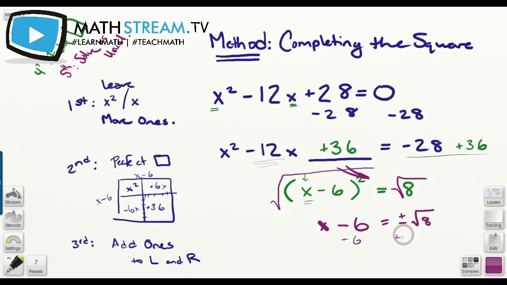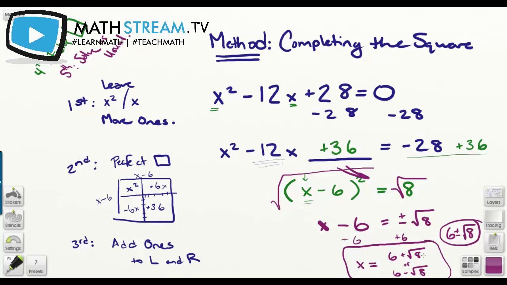And then I add 6 to both sides. So my answer is x equals 6 plus the square root of 8 or 6 minus the square root of 8. And those are my two answers. I can also write that shorthand 6 plus or minus the square root of 8 so that I don't have to write it twice. Or I can write it separately like this. Either way, I get my solution. And that is another example of completing the square, or using the completing the square method to solve quadratic equations.